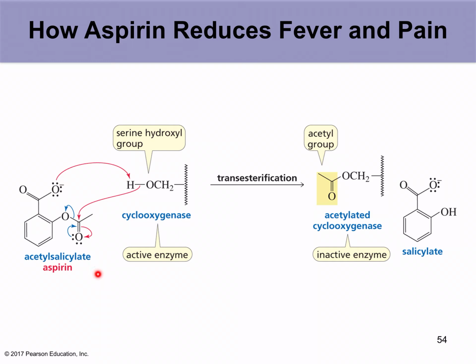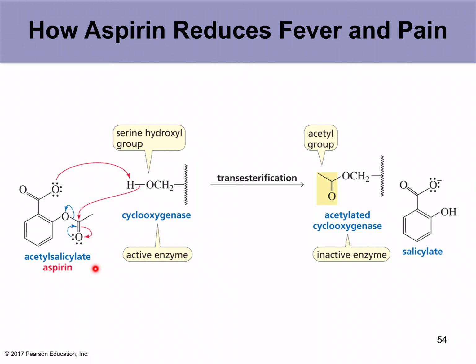This anti-inflammatory and fever-reducing activity of aspirin is due to a transesterification reaction that blocks the synthesis of prostaglandins and the related thromboxanes. So these are biological molecules. Prostaglandins have several different physiological functions. One is to stimulate inflammation, and another to induce fever.